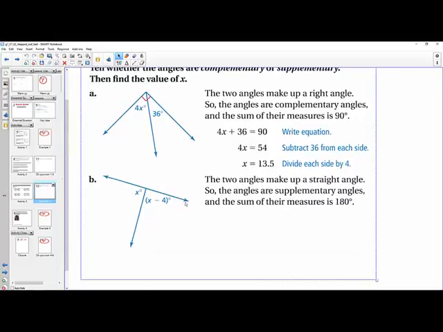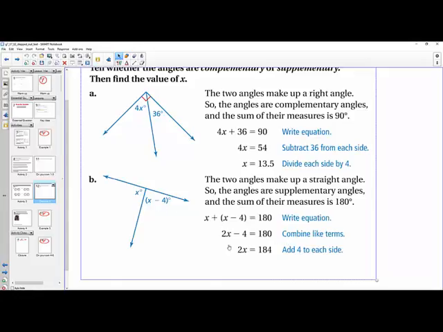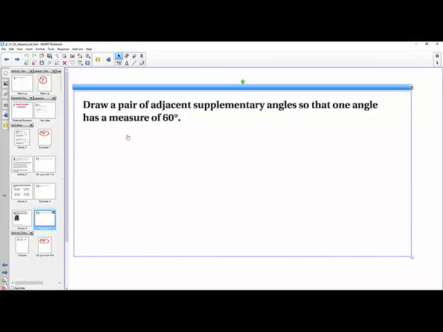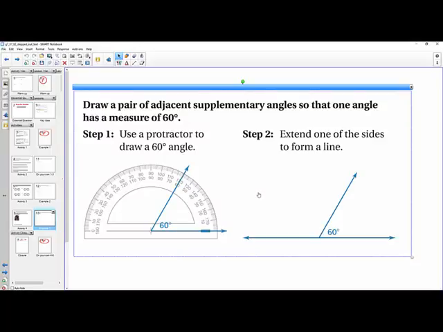This one here, I have x plus x minus 4 equals 180. Combine like terms, I have my 2x minus 4 equals 180. Add 4 to both sides, so now I have 2x equals 184. Divide by 2, and I get 92. So it says draw a pair of adjacent supplementary angles so that one angle has a measure of 60. So here you go.